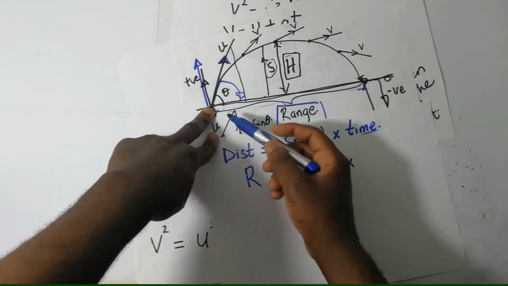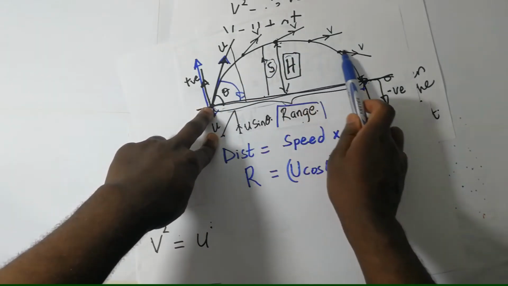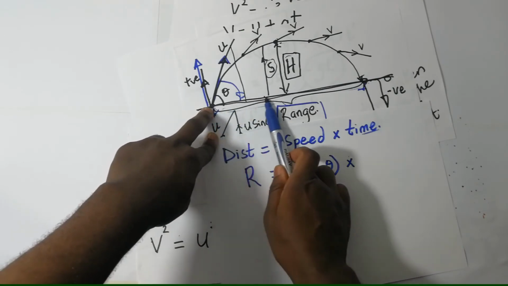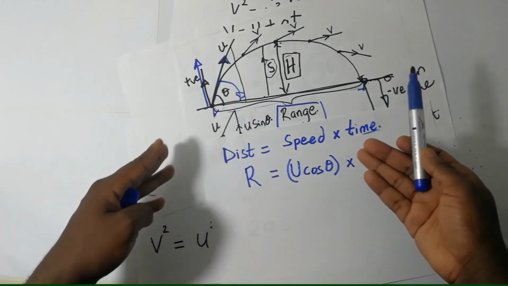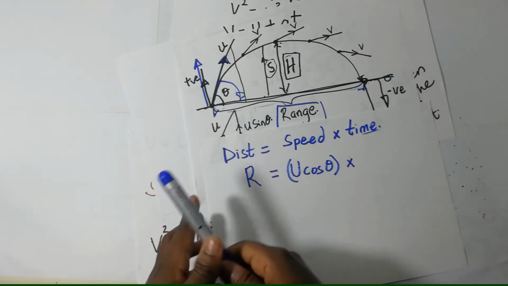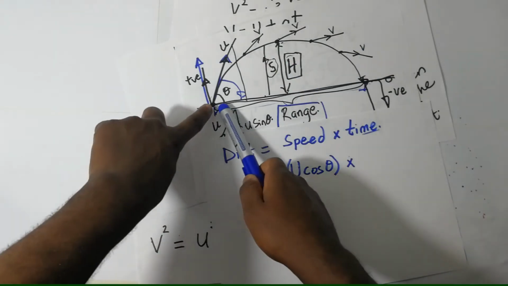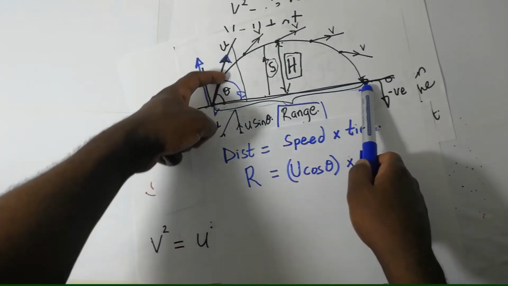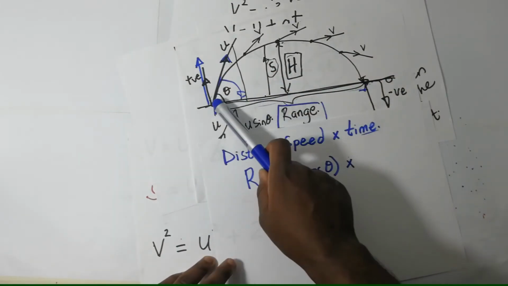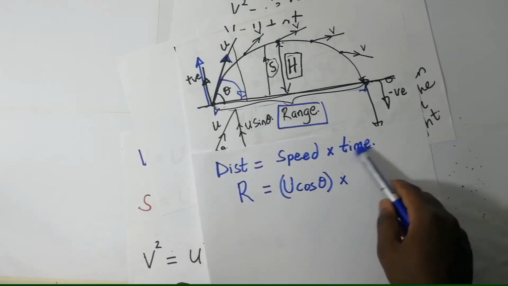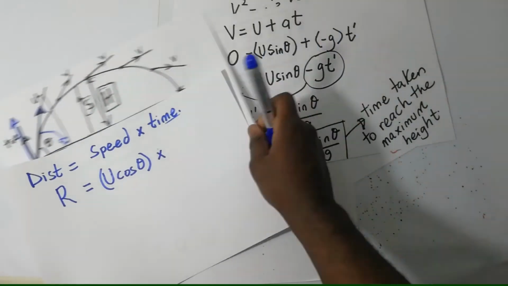Now what's the time taken for this distance to be covered when this particle is moving up and then comes back down here? Definitely the time taken to cover this range is the same as the time taken by this particle when it is in air. In other words, it's the time of flight. By the time this horizontal distance is covered by this particle, the time taken is the time of flight. So the time we are going to use is the time of flight, and we derived the time of flight here.